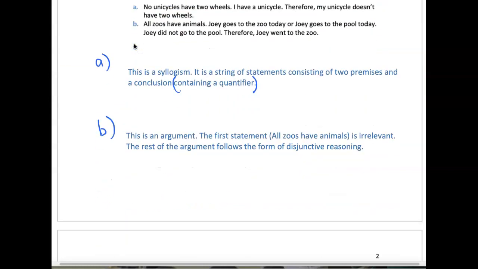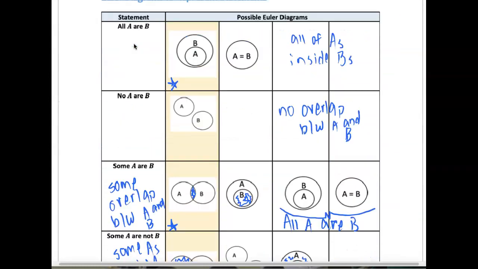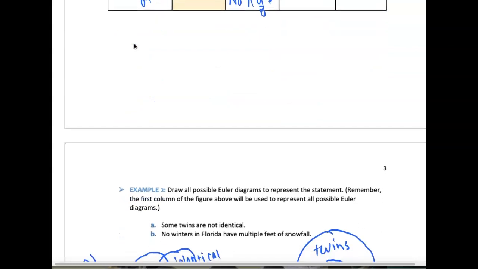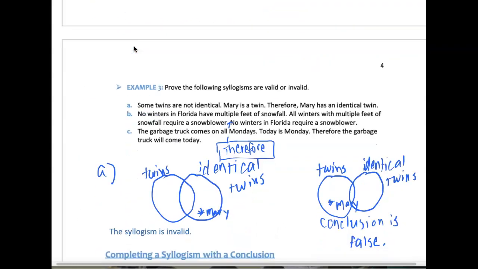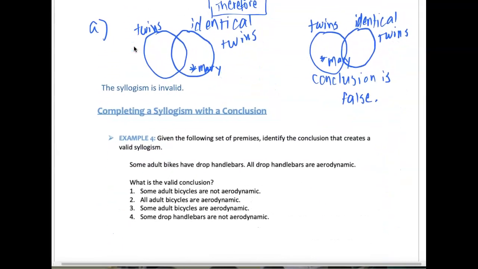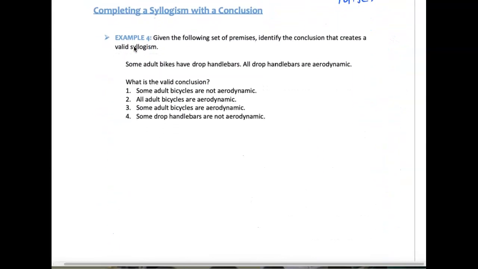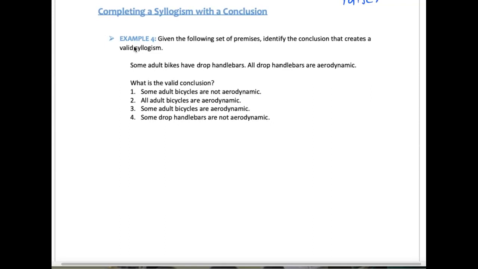So in previous videos we covered this content and talked about these examples. In this video, we will pick up with example 4: completing a syllogism with a conclusion. So what if I give you a set of premises and ask you to identify the conclusion that creates a valid syllogism? Now maybe you can see what I mean, but not quite so straightforward.